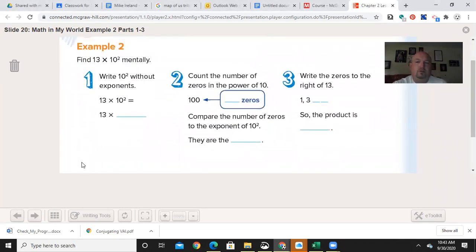Example 2 in our language, dos, zwei. All right, so find 13 times 10 squared mentally. When it says that, we want you to do it in your head. I don't want you to use a calculator. I don't want you to use paper and pencil. I want you to use your dome. So write 10 squared without exponents. 13 times 10 squared. Well, I guess I need to know what is 10 squared. 10 times 10 is 100.